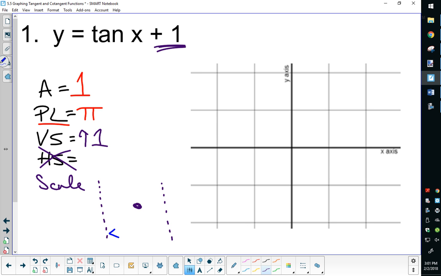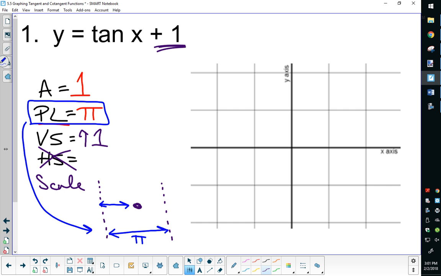If I were to go on this graph that I'm about to make from one asymptote line to the other asymptote line, how far would you go? Your period length. Whatever your period length is, that's how far it is from one to the other. So in this case, it's 1 pi. With that in mind, if I only went from the asymptote to the center, how far would I have gone? Half a pi. Again, it seems really simple, but I think it helps here in a second. Okay, we made our scale.